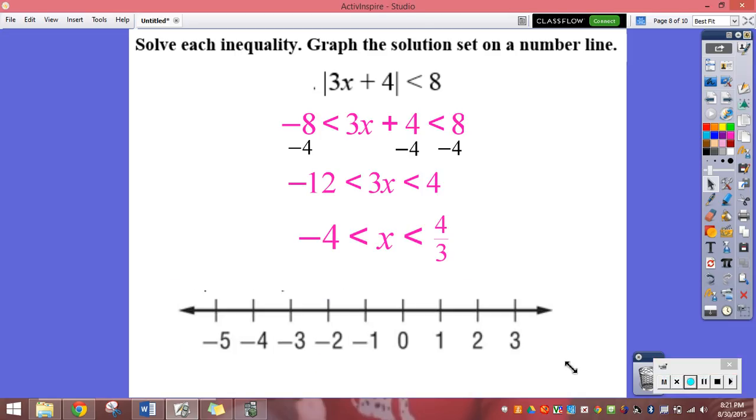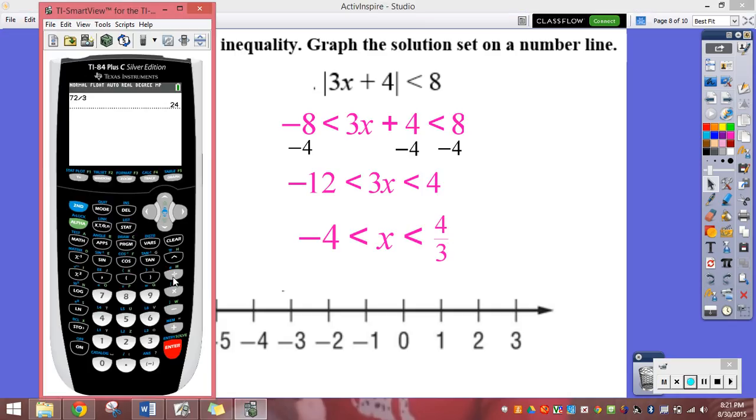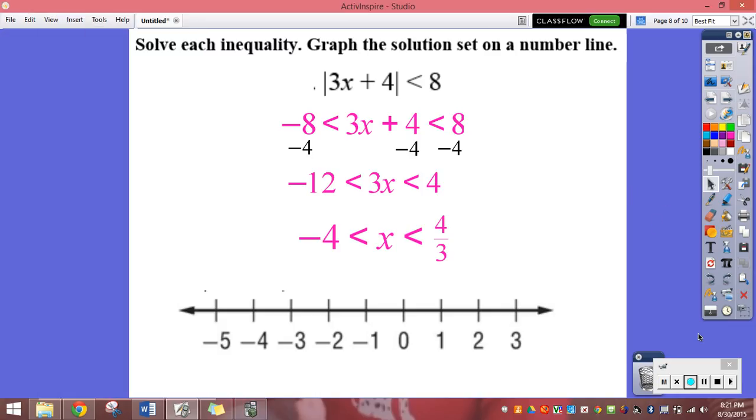I take my number line and I need open circles at both negative 4 and at 4/3. 4/3 is 1.3 repeating, but in case I forgot, I could do 4 divided by 3 in my calculator and get the same thing. I'm going to have to estimate where that is on the number line. So I have an open circle at negative 4 and an open circle at approximately 1.3, which is 1 and 1/3. And then it's a conjunction.